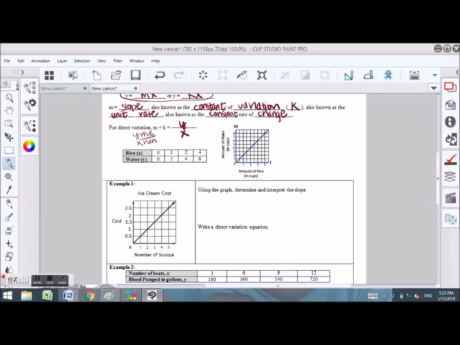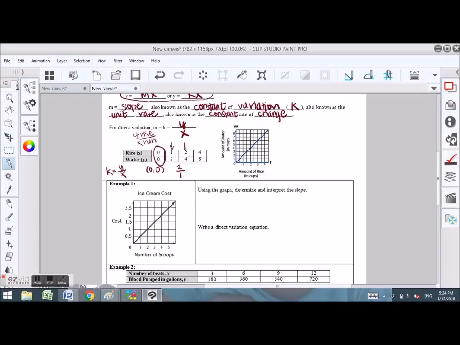Look at this table right here. It says rice is our x variable and water is our y variable. So as the amount of rice changes, y will directly change with x. So remember, we said k is equal to y over x. You can see right here, we have that point 0, 0. This passes through the origin, so we know, okay, this is direct variation. So let's pick any point and you do y over x. So let's look at this column right here.